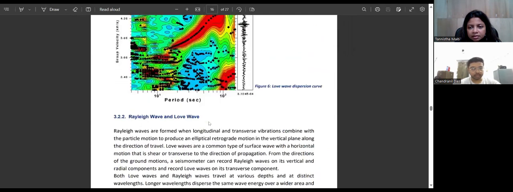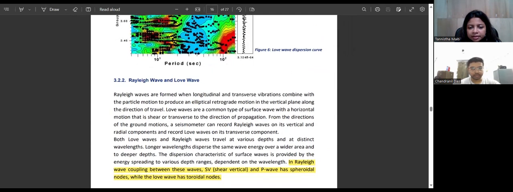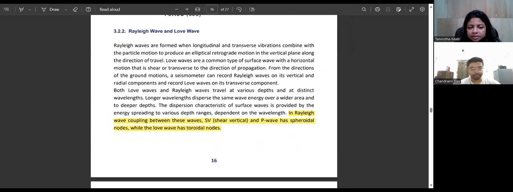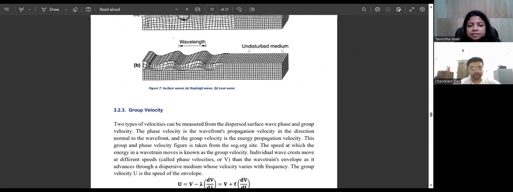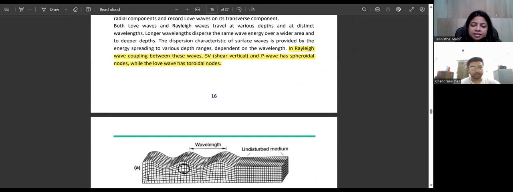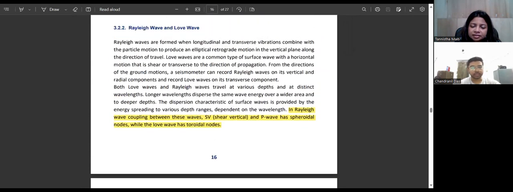Can you briefly remind us what is the difference between Rayleigh and Love? Yes, ma'am. Rayleigh waves are formed from longitudinal and transverse vibrations, whereas Love waves are a horizontal shear motion, that is, transverse to the direction of propagation.